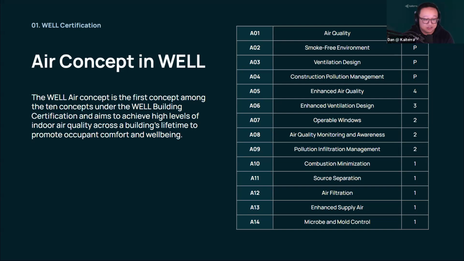Or A11, source separation. Yes, being able to say that our bathrooms, our kitchens, our cleaning supply closets are all in separated spaces, and that the air in those spaces is not recirculated throughout the building is a pretty good thing. So when you think about and read through these different air concept features, it quickly goes from a list of 14 things that you're trying to accomplish to a list of things that I would just expect to be in every building.